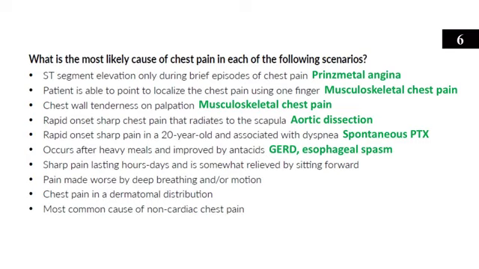The next one says, sharp chest pain lasting hours to days that's somewhat relieved by sitting up and leaning forward. That's classic for pericarditis. Pain that's made worse by deep breathing and or motion should make you think of pleurisy, inflammation of the pleura, such as from pneumonia. Or it could make you think of musculoskeletal pain because deep breathing expands the chest wall and those inflamed muscles and ribs can hurt. And then chest pain in a dermatomal distribution would be herpes zoster or shingles.